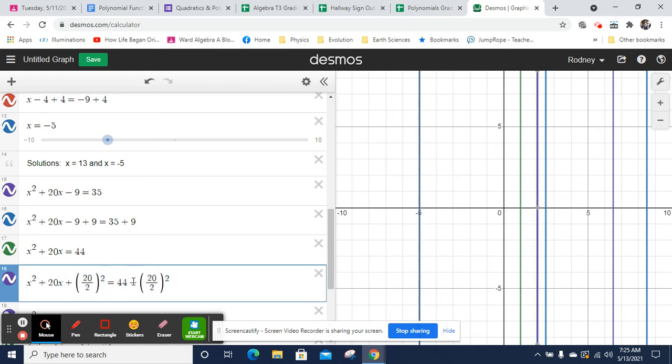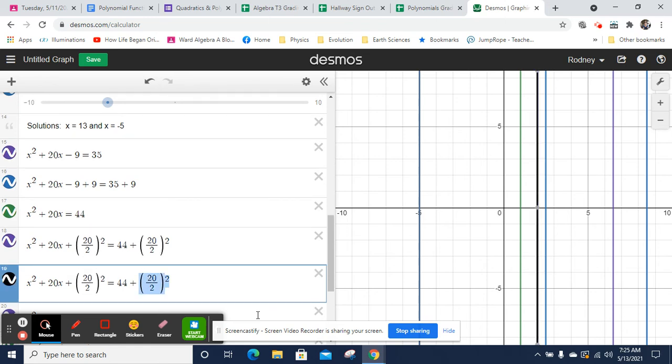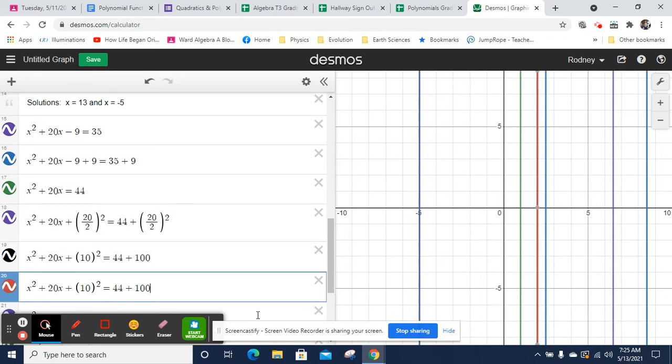Okay, now on the right side, I'll go ahead and simplify that. 20 over 2 is 10, and 10 squared is 100. On the left side, I'm just going to leave it inside there because it'll help me remember what my factors are. So when I factor the left side, I'm going to end up with x plus 10 squared. So that's what I'm going to simplify the right side. So the right side is going to become 144.